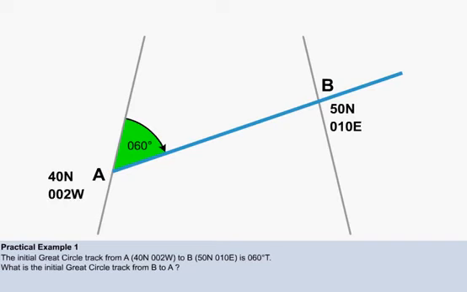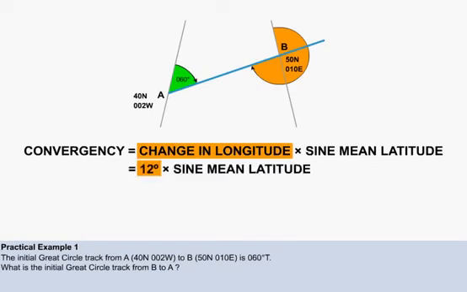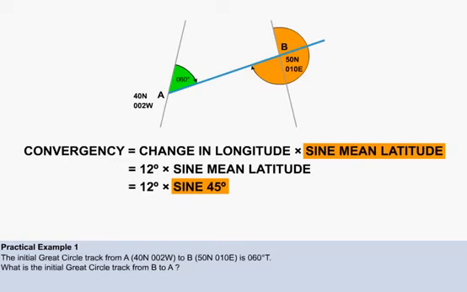Now that we've got the diagram right, we can start to calculate the convergency. Remember, the question is, what is the initial great circle track from B back to A? Convergency equals change in longitude times the sine of the mean latitude. The change in longitude is from 2 west to 10 east. That's 12 degrees. The mean latitude is 45 north. That's halfway between 40 and 50. The sine of 45 degrees is 0.7071. So the convergency is 8.5 degrees.